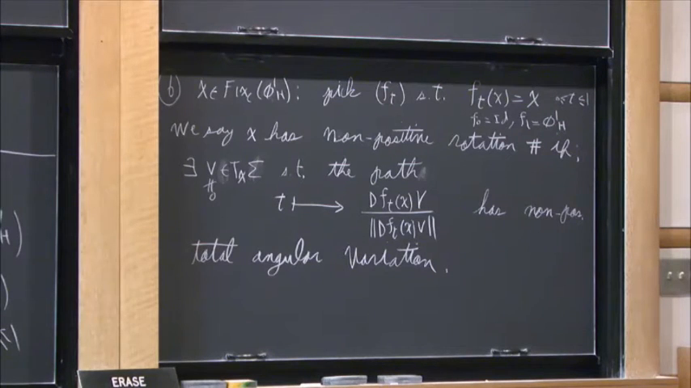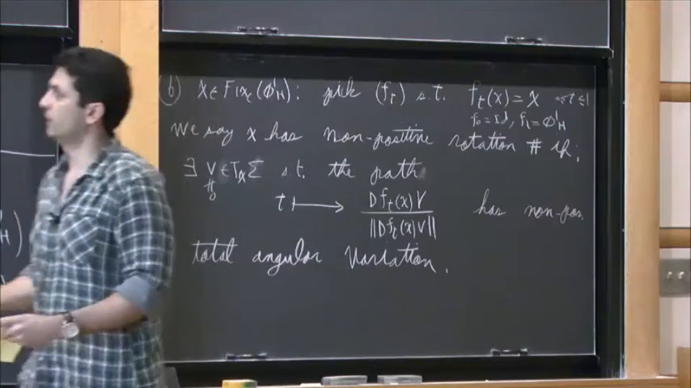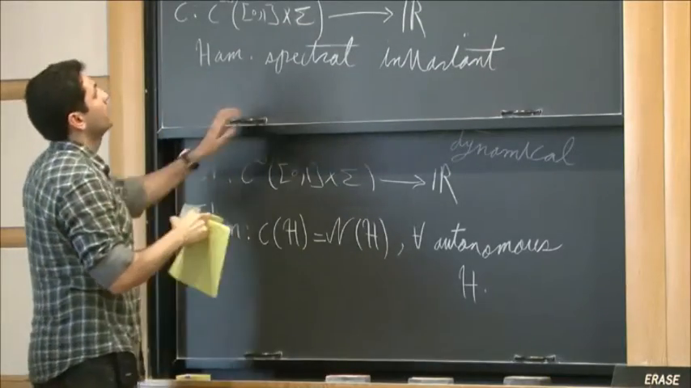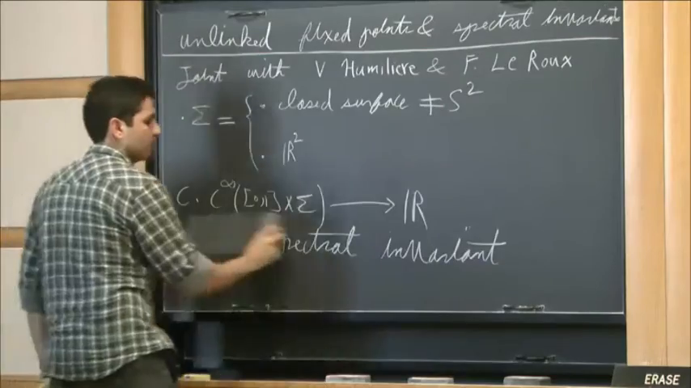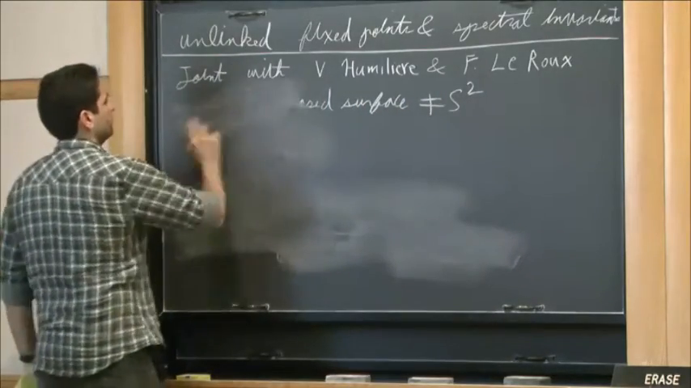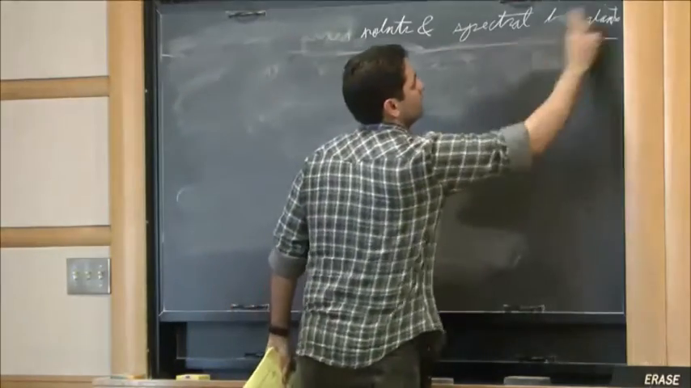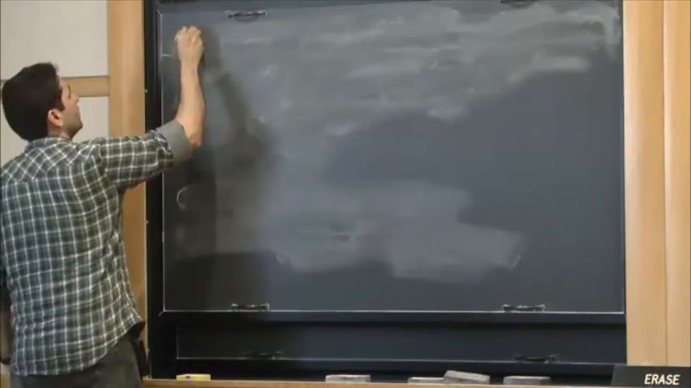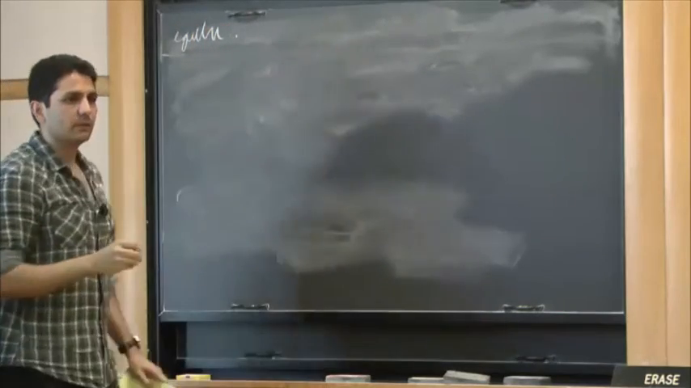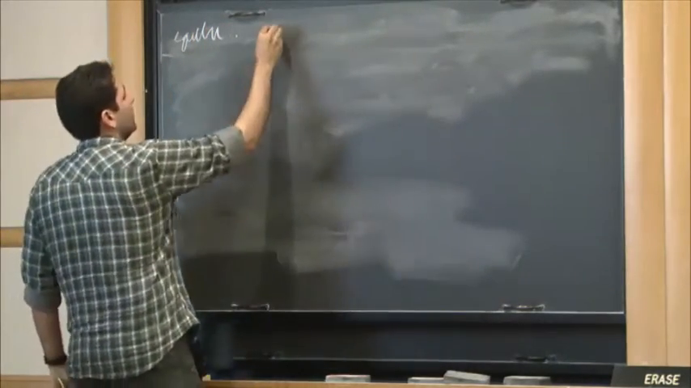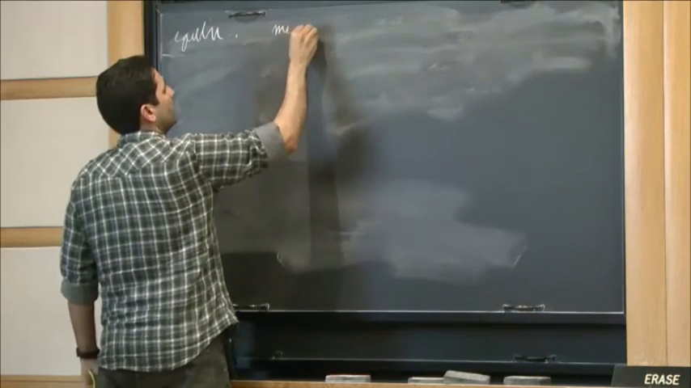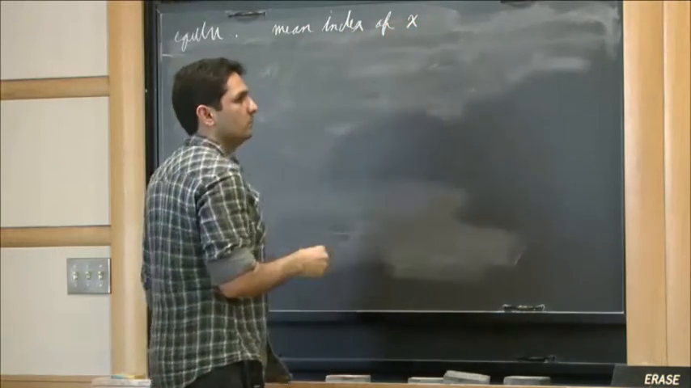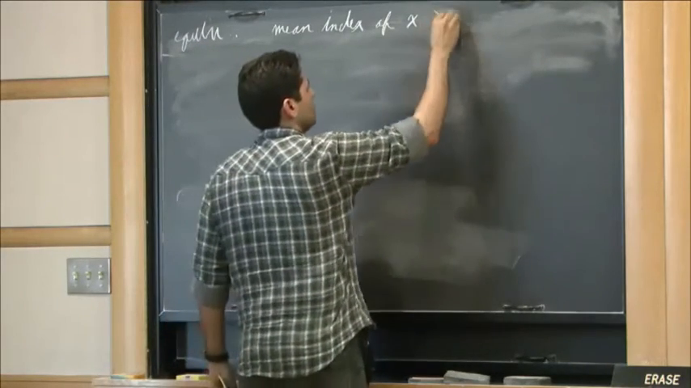The reason I don't want to define the rotation number is that every time I define it, I get a whole lot of questions. So to say something that's maybe more friendly to a symplectic audience, I'll say what this means in terms of the Conley-Zender index. Here are equivalent ways of saying that a fixed point has non-positive rotation number: the mean index of x is non-positive, equivalently the mean index of x is, I want to say, positive.